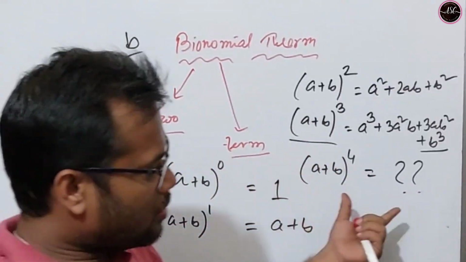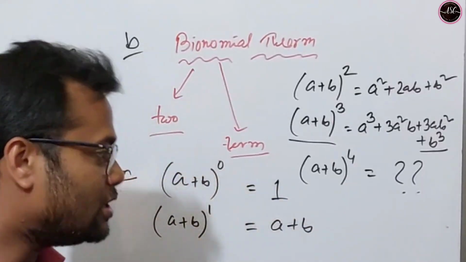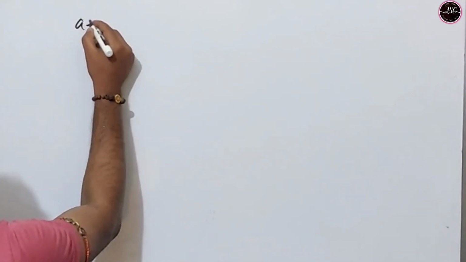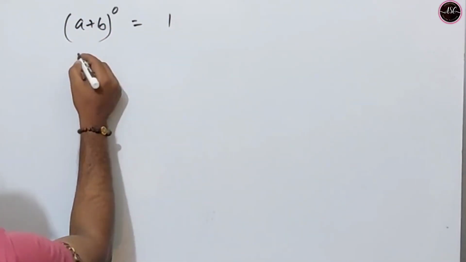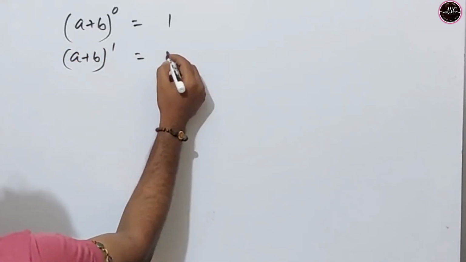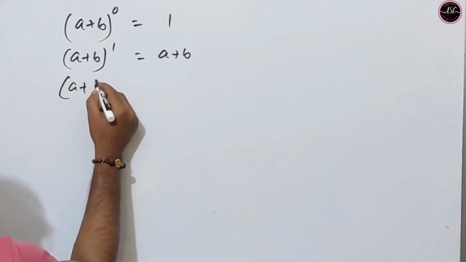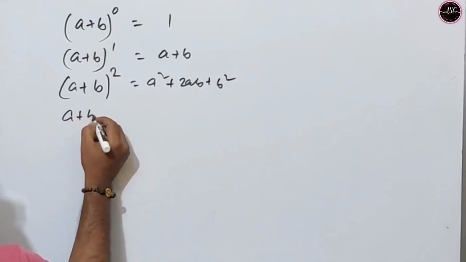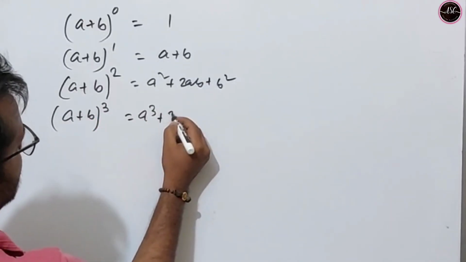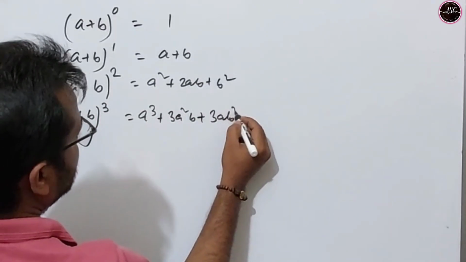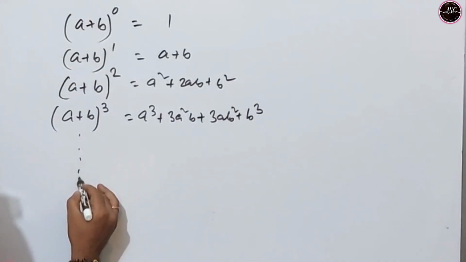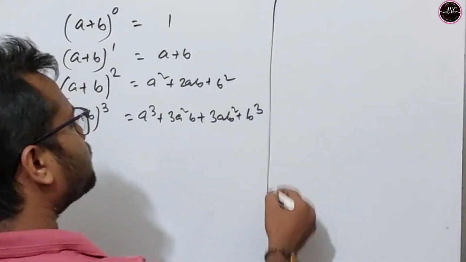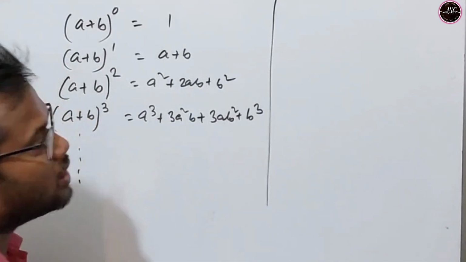Okay. From this, just imagine, this theorem will help us. Okay. Just see. A plus b to the power 0 equal to 1. A plus b to the power 1 equal to a plus b. Okay. A plus b square equal to a square plus 2ab plus b square. Okay. A plus b whole cube equal to a cube plus 3a square b plus 3ab square plus b cube. Okay. And there are so many more. Till now we have known up to this.